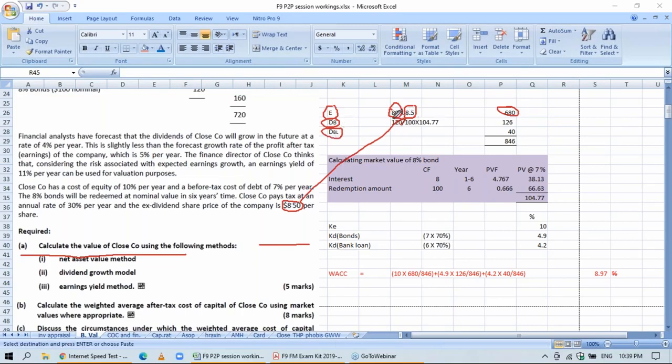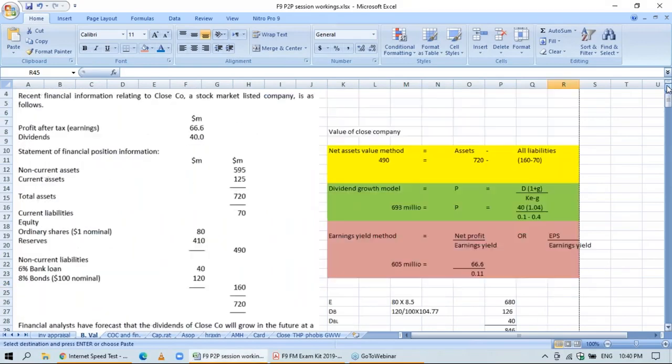Then the value of the bond and bank loan. The bonds were 120 divided by 100 gives you the number of bonds, and one bond is of 104.77. So 104.77 is the market price of one bond, which makes 126 million. And the bank loan is of 40 million, and the bank loan's face value and market value both will be same. So you won't have to calculate the market value because bank loans are not saleable in the market. It is not a marketable security. That's why we take it as it is. The 40 million is taken as it is.